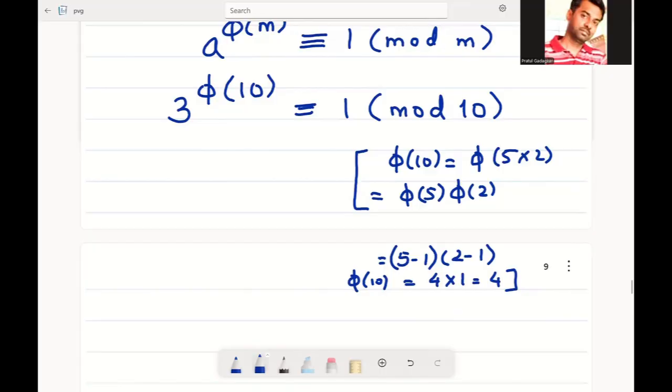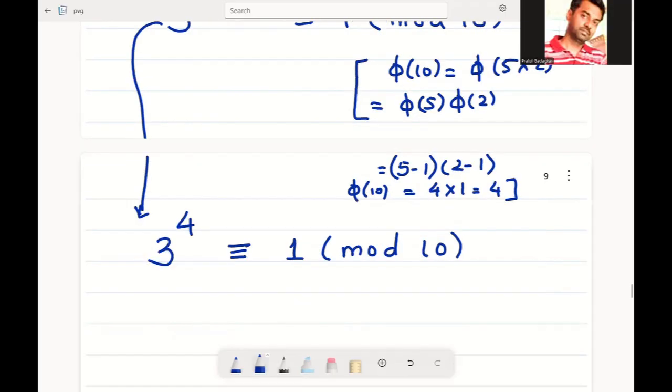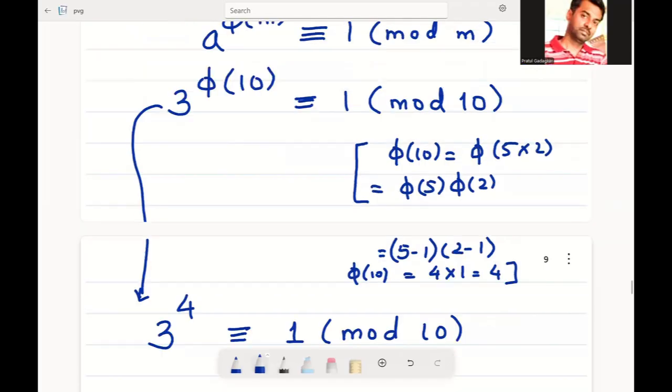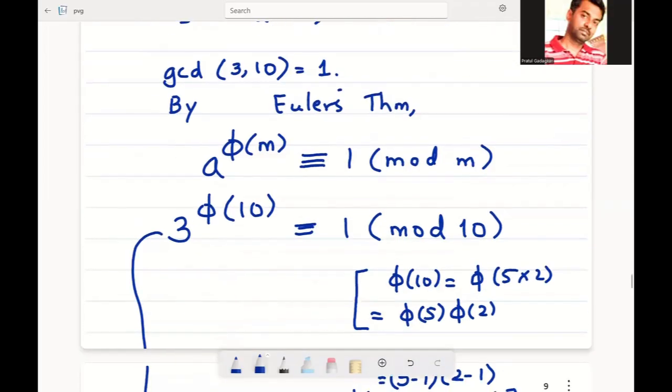Let's get back to our step. Because phi of 10 is 4, 3 raised to 4 is congruent to 1 modulo 10. Now we have reached this important statement that 3 raised to 4 is 1, but in the question we want a power of 102. So we have to connect 102 and the fourth power.